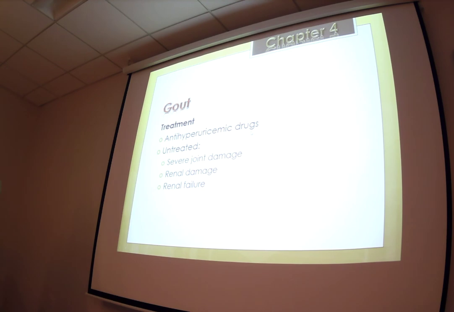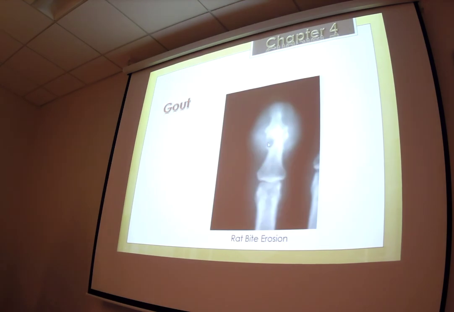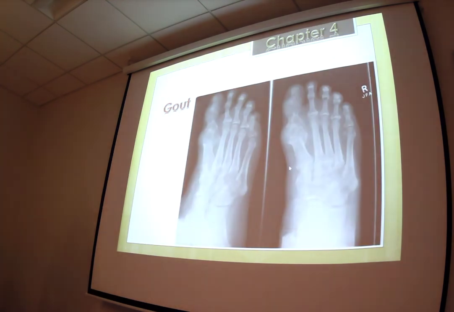So treatment-wise, you're going to do anti-hyperuricemic drugs to help reduce the production of that uric acid. If it goes untreated, you're going to have severe joint damage, renal damage, and renal failure. So here, see that rat bite erosion. Here you can see that joint space narrowing. Erosion of the bone here. That has eaten away all the bone and is pretty much destroyed.